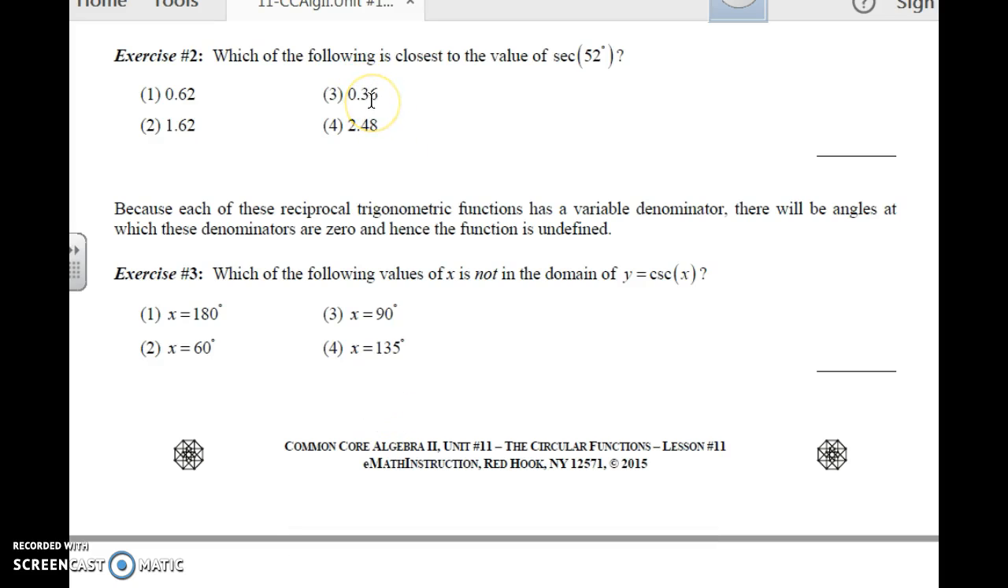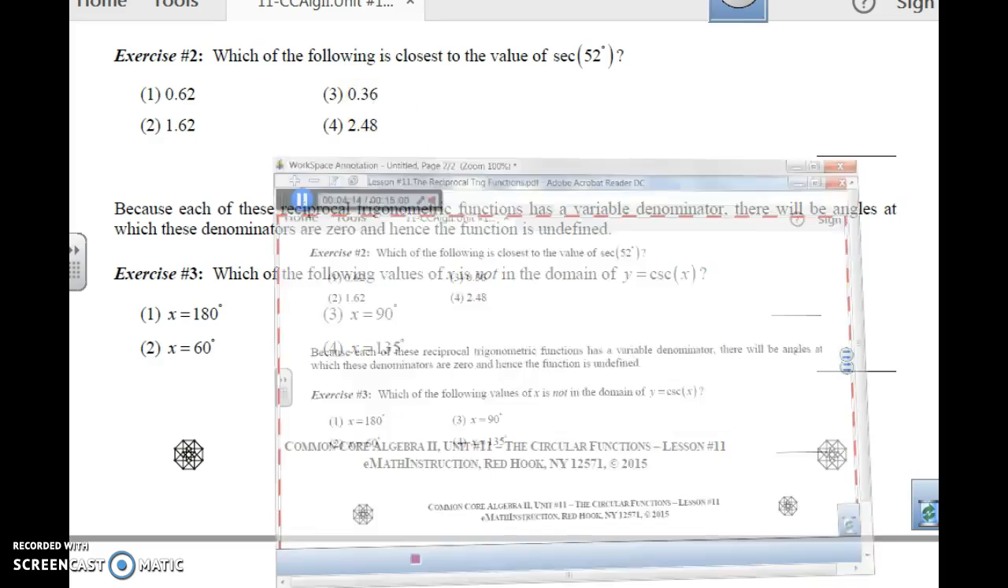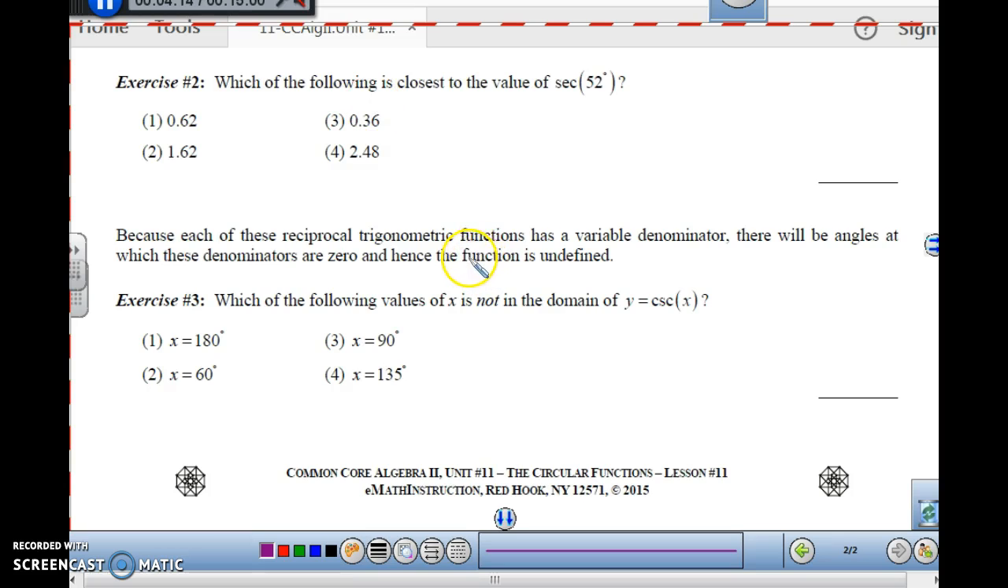All right, which of the following is closest in value to secant of 52 degrees? Okay, well, we know that secant is equal to 1 over cosine. So this is going to be 1 over the cosine of 52.